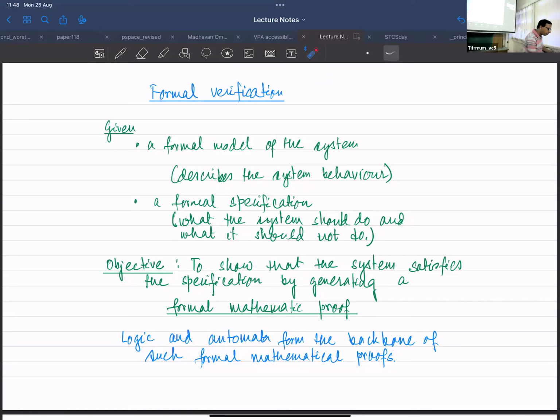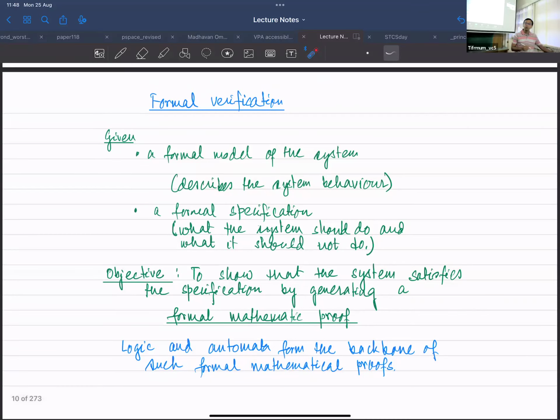So we are given a formal model of the system. What is a formal model of the system? For example, we have an actual system, the software, but it may sometimes be very difficult to verify the software directly. So we would like to have an abstract model of the system, which I will call a formal model. It describes the system behavior, and then we also have the formal specification.